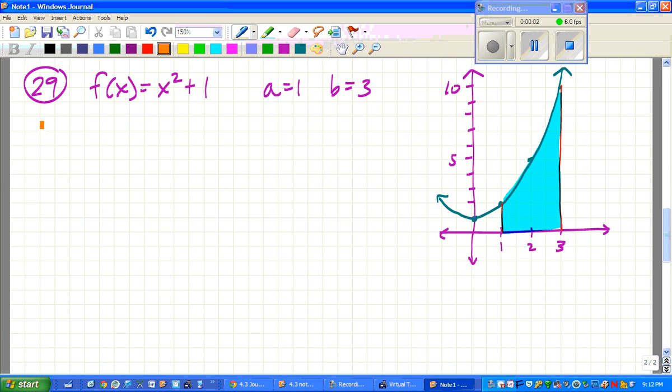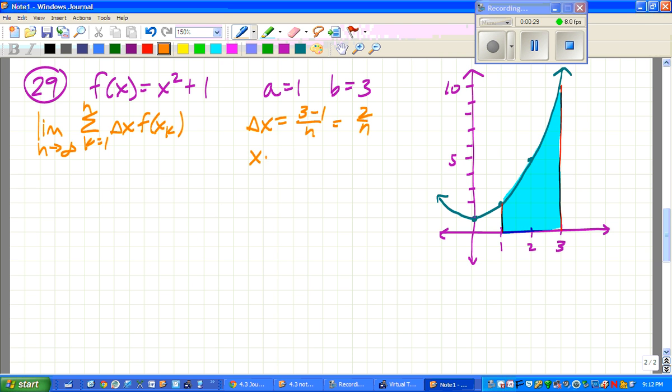All right, again, we're taking the limit as n approaches infinity of the sum from k equals 1 to n of delta x times f of x sub k. So delta x, we're taking b minus a over n. So 3 minus 1 over n, we get 2 over n.